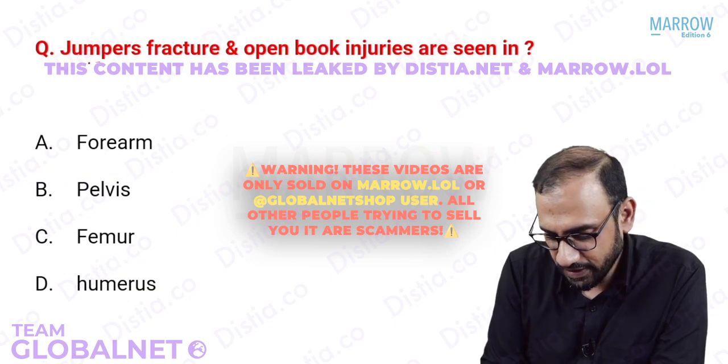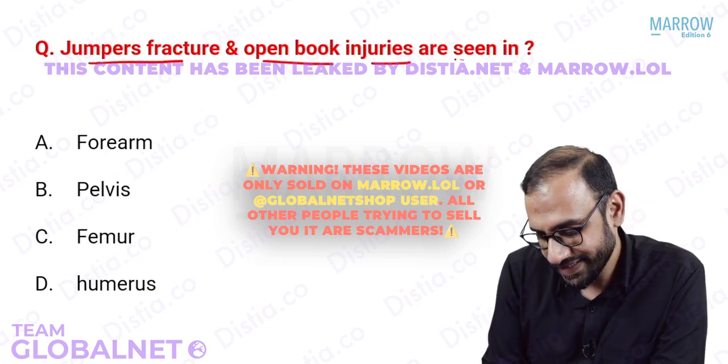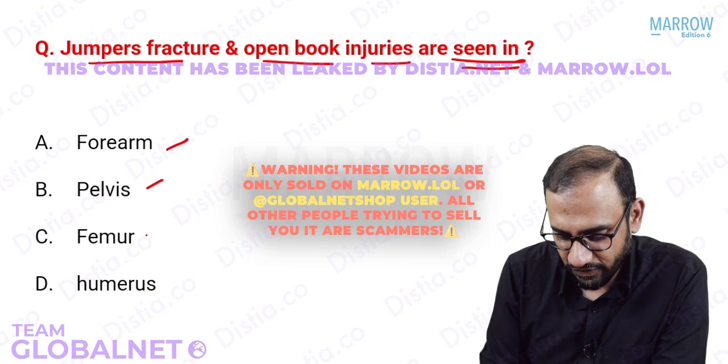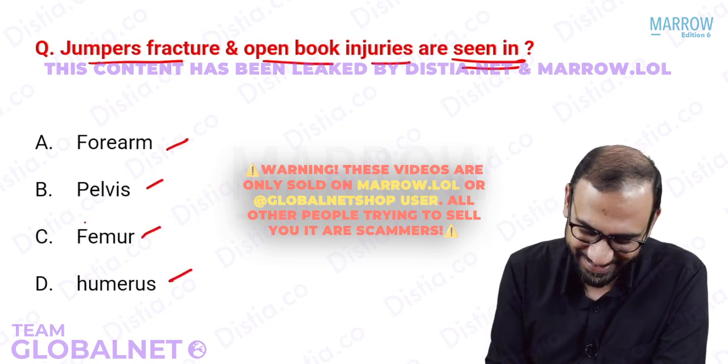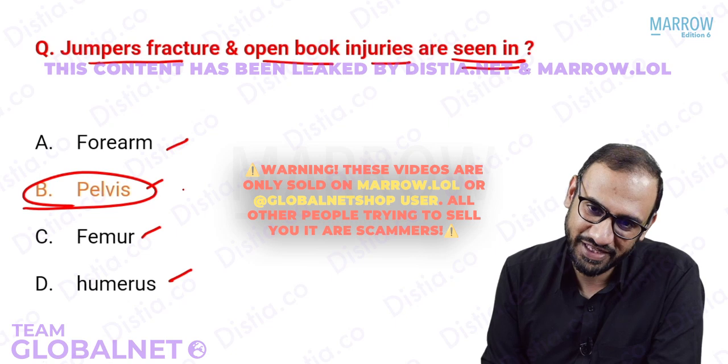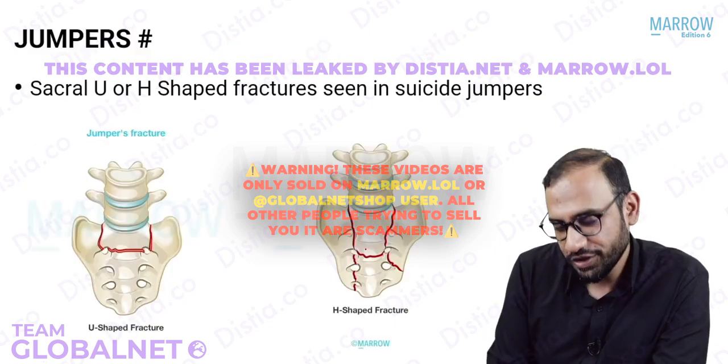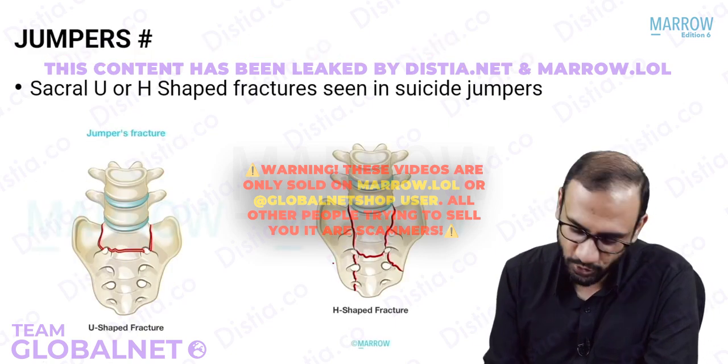Next, jumper's fracture and open book injuries are seen in: forearm, pelvis, femur, humerus. Yes, it's pelvis fractures. These are pelvis fractures. Jumper's fracture is an H or U-shaped sacral fracture seen in jumpers or suicide jumpers.